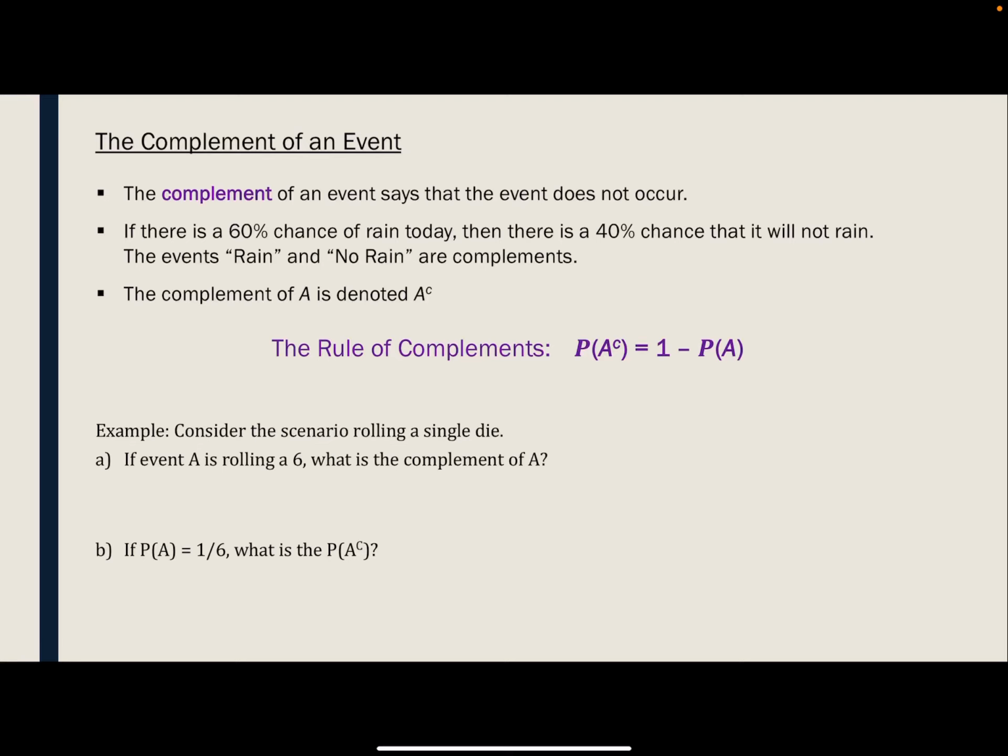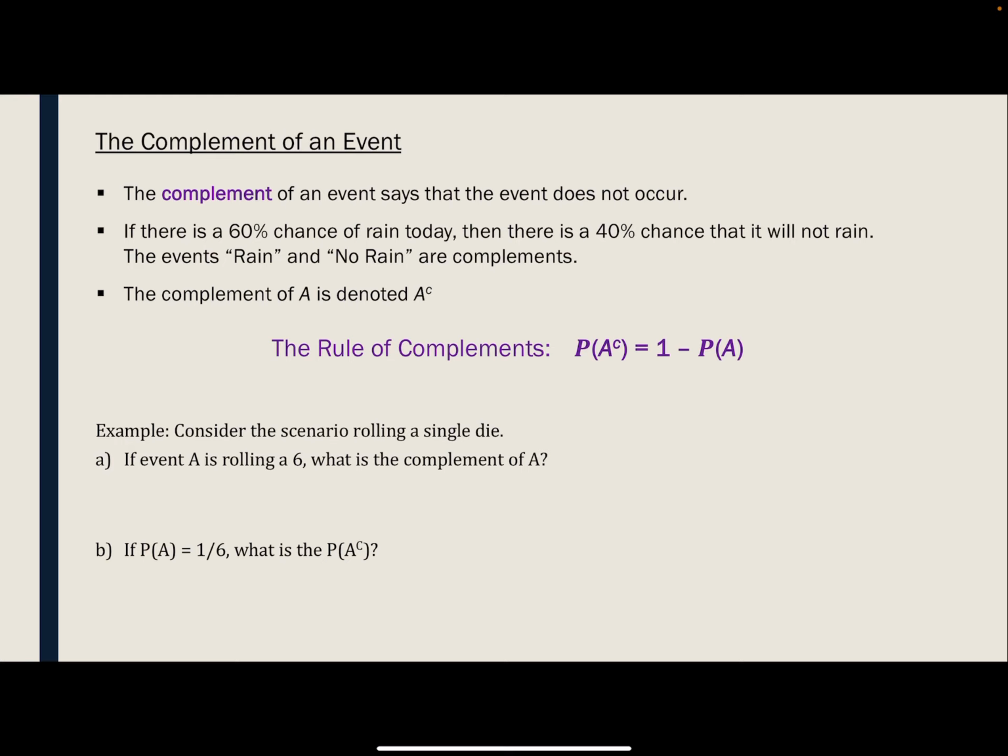In this video, we're going to look at the complement of an event. The complement of an event is that the event does not occur. For example, if we say that there's a 60% chance of rain today, that means that there's a 40% chance that it will not rain.